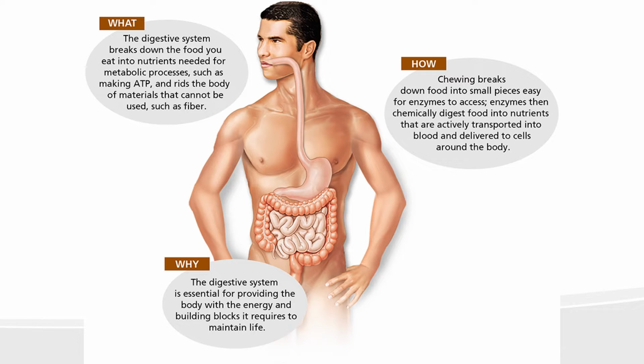It does this by, we chew, we masticate, that breaks down the food into smaller pieces, making it easier for enzymes to access, and then those enzymes chemically digest the food into nutrients that are actively transported into the blood and delivered to cells around the body. And it's essential for providing the body with energy and the building blocks it requires to maintain life. So recall that ATP is necessary for all cell energy. So proper nutrition is what fuels your body.